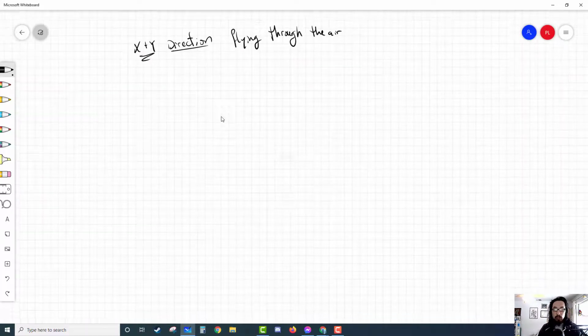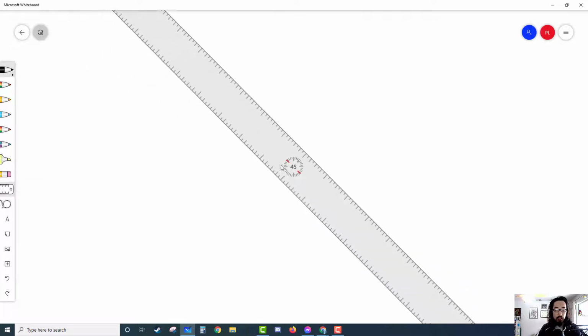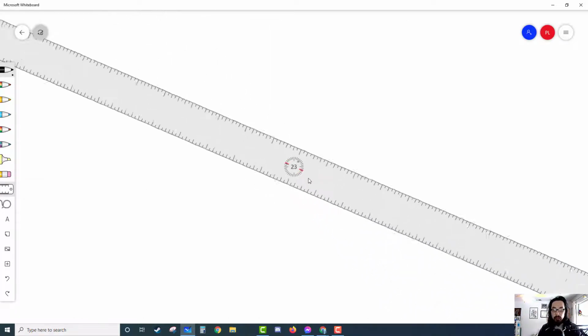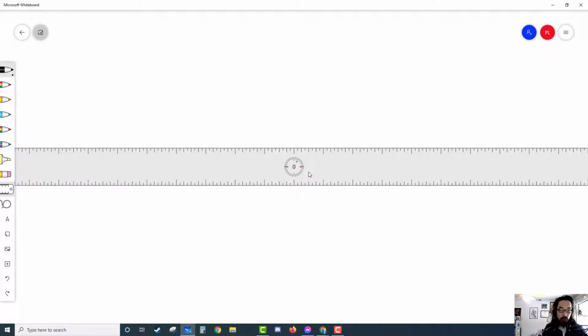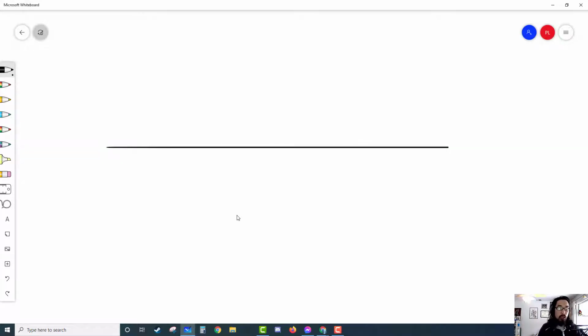To start off, I'm going to do a simple sketch of a projectile. I'm going to get a straight edge so that I can draw the ground, which we will call 0 height. From there we are going to launch a projectile. We'll just say it's a ball. This ball is going to be launched through the air. Pew! And it lands somewhere far away, and we can call that xf.